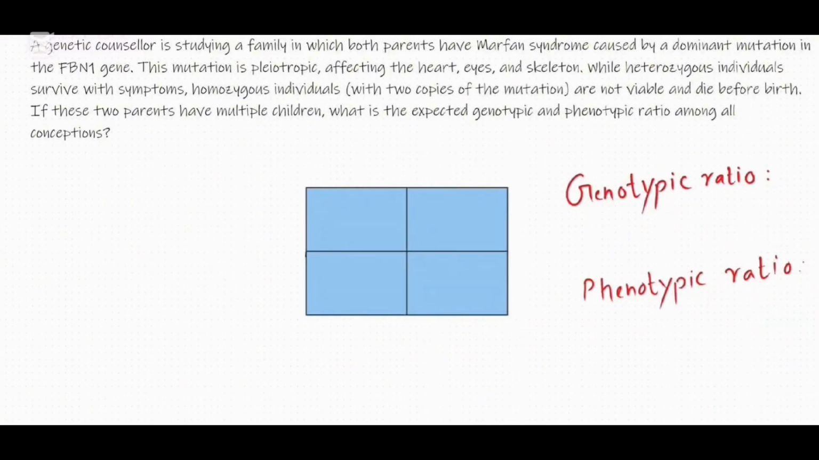A genetic counselor is studying a family in which both parents have Marfan syndrome caused by a dominant mutation in the FBN1 gene. This mutation is pleiotropic, affecting the heart, eyes, and skeleton. While heterozygous individuals survive with symptoms, homozygous individuals with 2 copies of the mutation are not viable and die before birth. If these 2 parents have multiple children, what is the expected genotypic and phenotypic ratio among all conceptions?